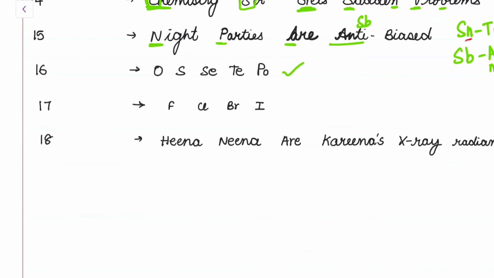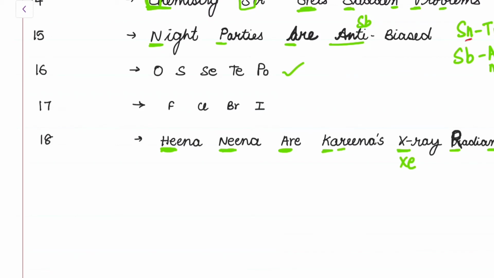Okay, moving on to the 18th group of elements, the trick is, Hina, Nina are Karina's X-ray radiance, which I mean is that Hina and Nina are exactly like Karina, Karina's reflection. So that is the meaning. So Hina Nina are Karina's X-ray radiance. So Hina for helium, Ne for neon, Ar for argon, Kr for krypton, X for xenon, that's actually Xe, okay? And radiance, so that's for radon. Alright, so Hina Nina are Karina's X-ray radiance.